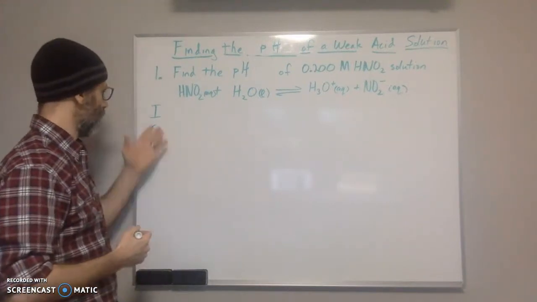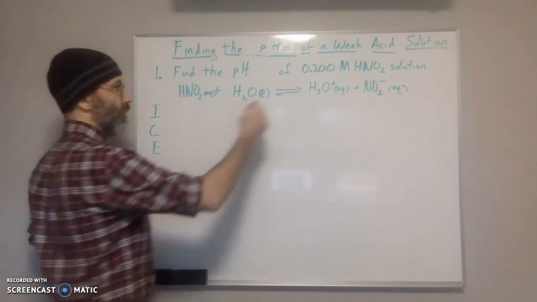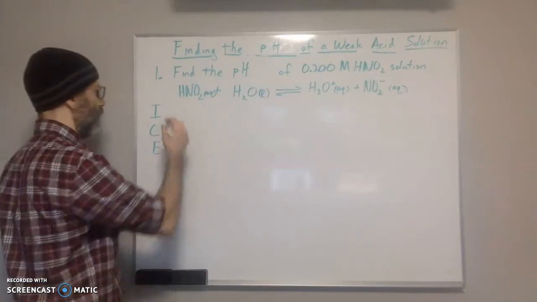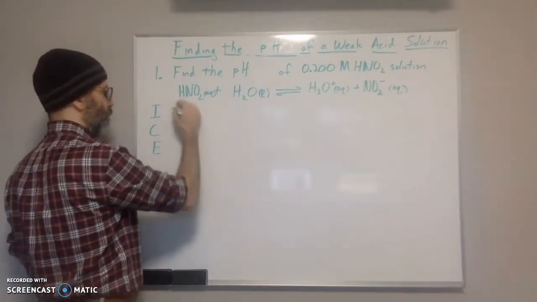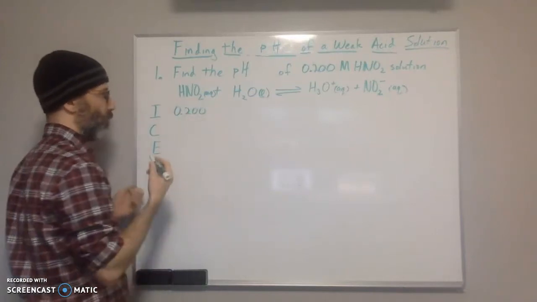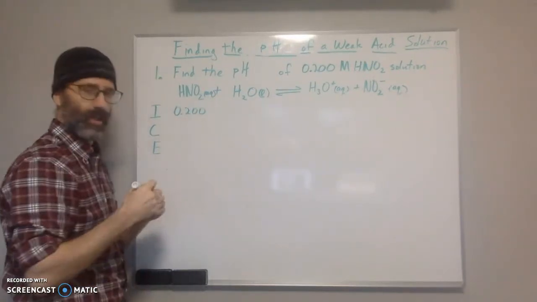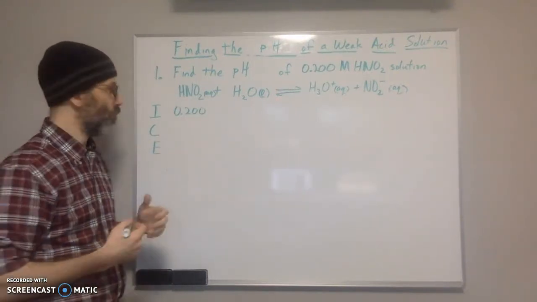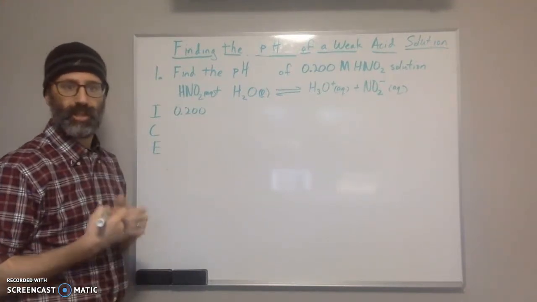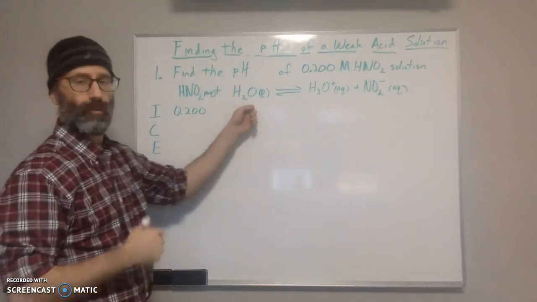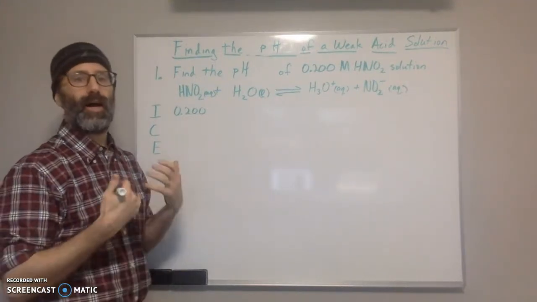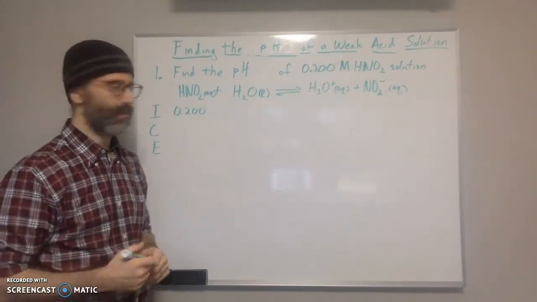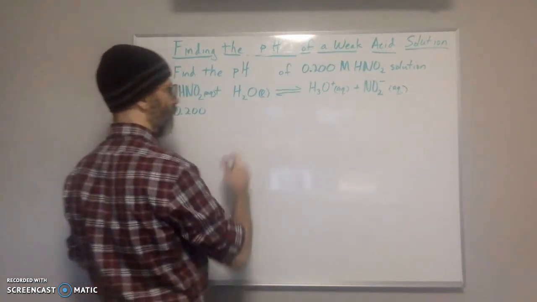Then you're going to set up your ICE chart. They're giving us a 0.200 molar solution of nitrous acid. So here we're going to put 0.200 for the concentration. We're going to ignore water because there's plenty of water, and it doesn't really fit into the expression anyway. Remember from before with the equilibrium expressions, liquids and solids don't find their way into those expressions because they don't change in concentration. So we're going to ignore this.